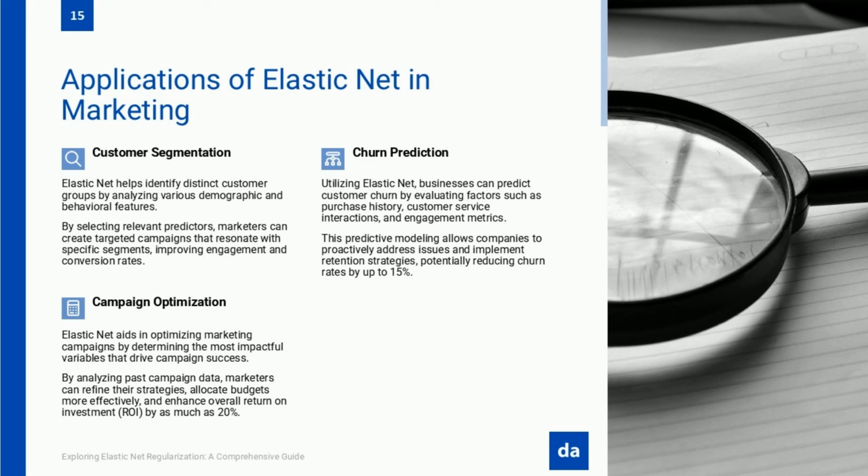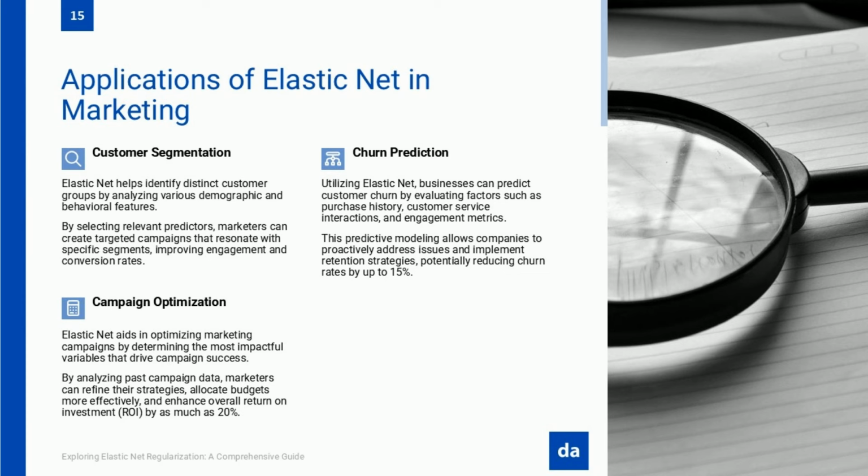One of the biggest applications is customer segmentation. Businesses want to divide their audience into meaningful groups: high spenders, bargain hunters, repeat customers. The problem? Many demographic and behavioral features are closely related. Lasso might drop some important segments entirely, while Ridge keeps everything, even if it adds little value. Elastic Net finds the balance, allowing marketers to retain key customer segments while filtering out the noise.